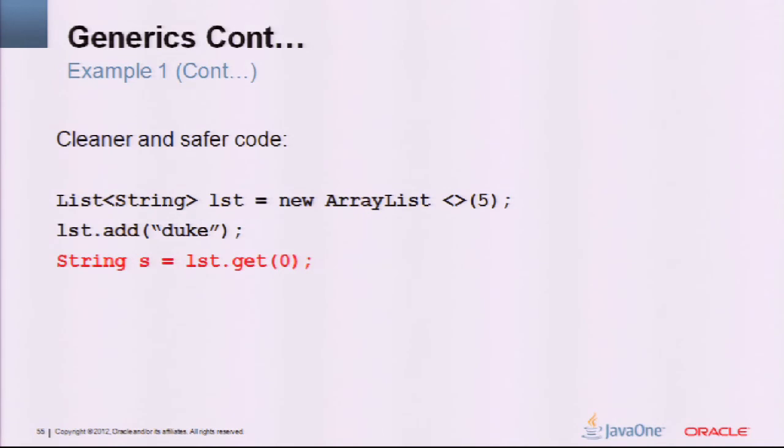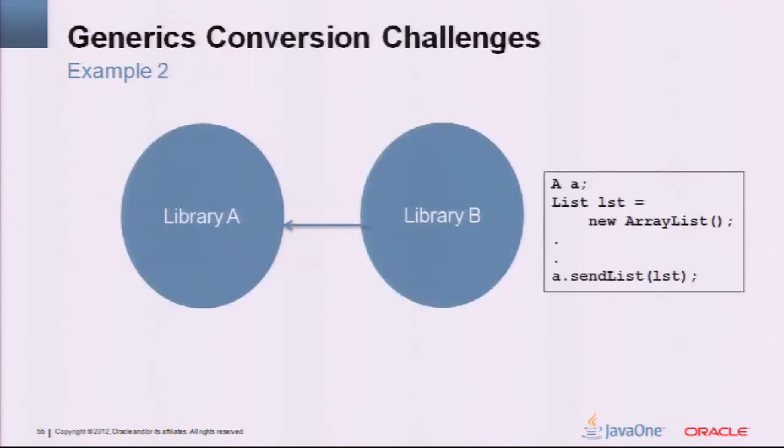Okay, that was easy. Next one. In the next example, we consider two libraries, library A and library B. A has nothing to do with B, B has nothing to do with A, except that B sends a list of string to A.